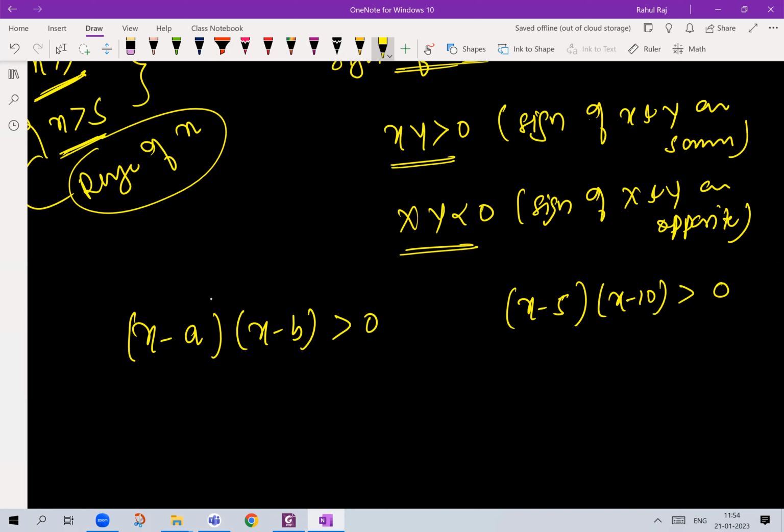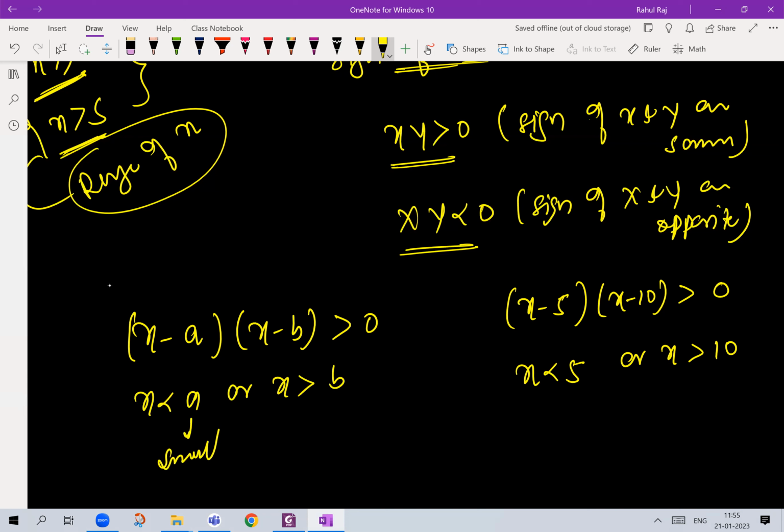They both are positive or negative. So tell, what's the issue? x is less than 5 or x is greater than 10. I'll explain it very well, but just tell me, is this the one or not? What do you mean by (x minus a) into (x minus b) greater than 0? Can I say x is less than a or x is greater than b? I'm just trying to generalize that a is the smaller element and b is the bigger element. Simple logic.